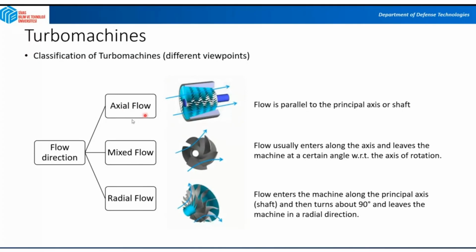And in between these axial flow and radial flow, you can have mixed flow machines, in which flow usually enters along the axis or along this shaft, and then it leaves the machine at a certain angle with respect to the axis of rotation. So it doesn't have to be exactly 90 degrees. When it is 90 degrees, we have a radial flow machine. When it is some other angle rather than 90 degrees, it is a mixed flow machine.